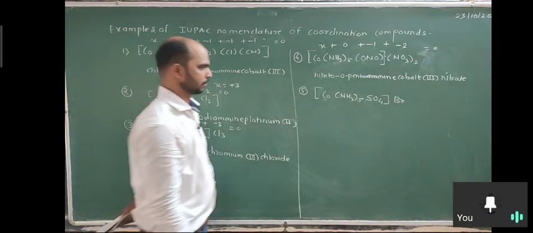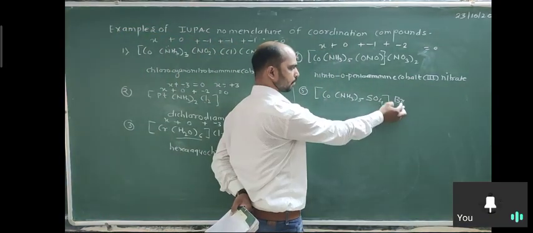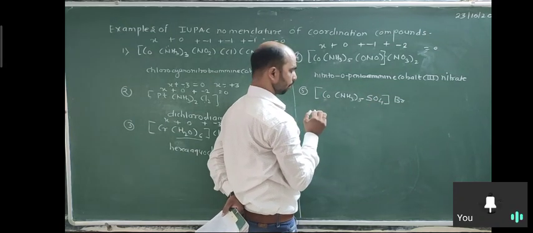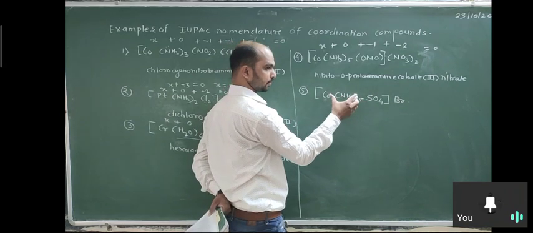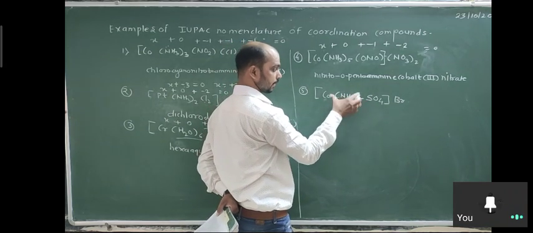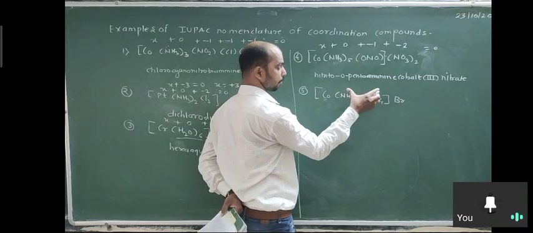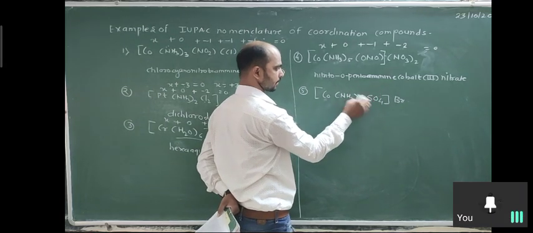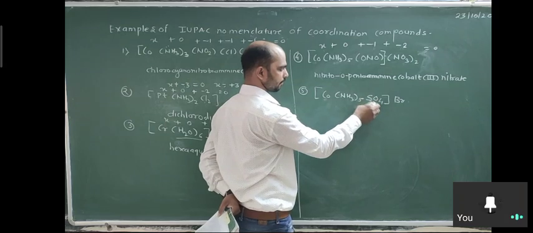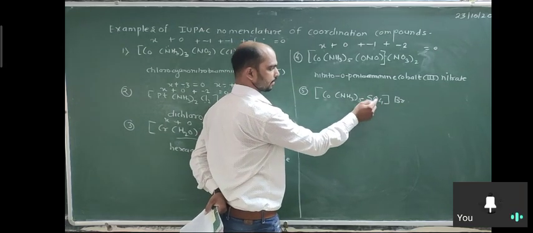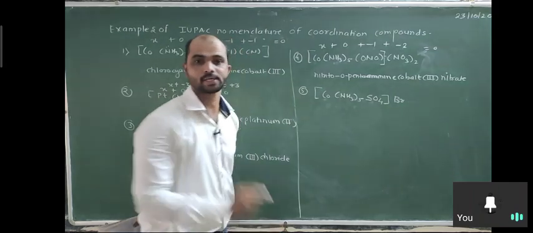In the given example, again the complex is cationic because the anion is present outside the complex. So if the complex is cationic, then we start the name from the cationic part, means from this part. In that we should start the name from ligands. In ligand there is a neutral ligand, there is a negative ligand. So we start from the negative ligand first. So which is the negative ligand? Here is the sulfate group and we call it sulfato.